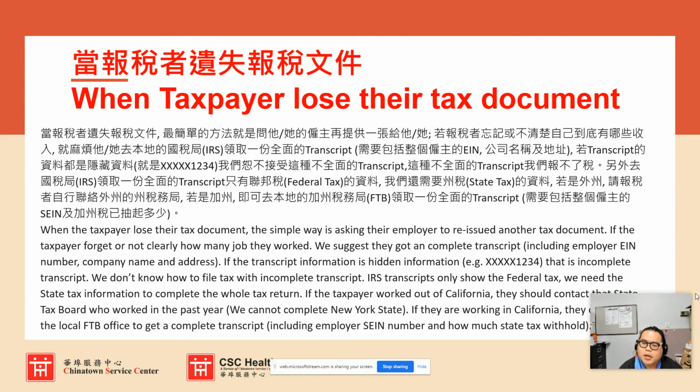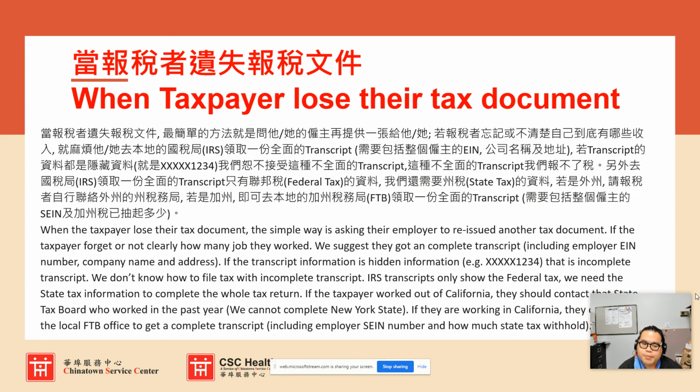But if they have no connection with their previous employer, or they don't recognize how many jobs they worked in the previous year, the simple way is to go to the local IRS office and the Franchise Tax Board office to get a transcript. It's a complete transcript. The transcript includes the whole EIN number of their employer, the whole company name, and the whole address of their company.